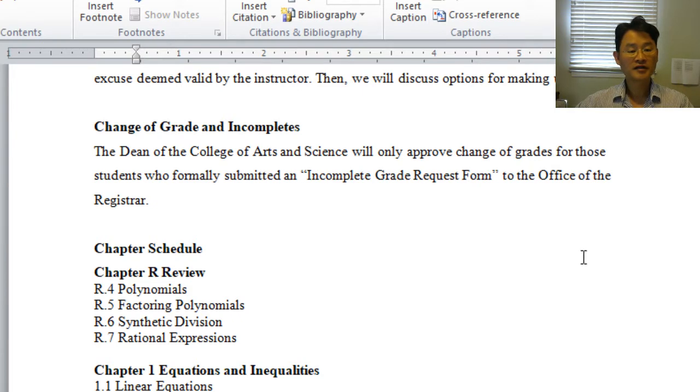Okay, and incomplete is not for everyone. It will only be approved, signed by the dean, and not the case that you are not ready to take the final, but there must be a verifiable reason that you cannot complete the course, right? So it's rarely granted.